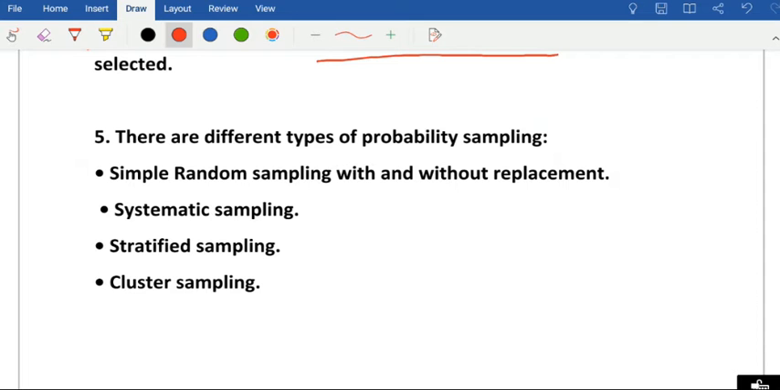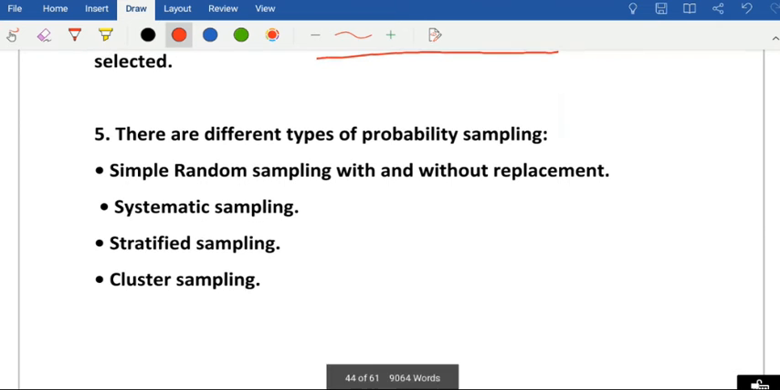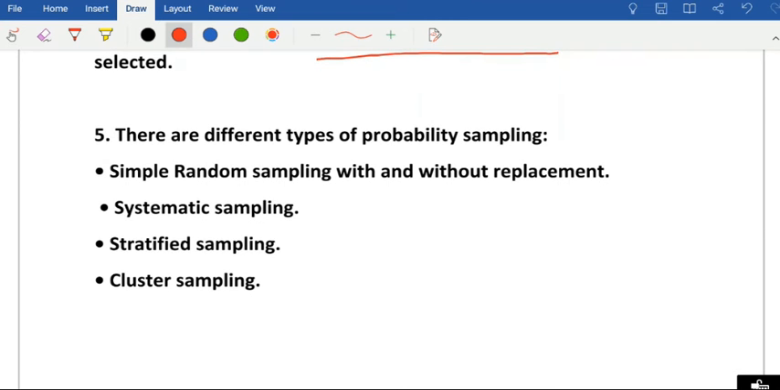Next is, what is probability sampling? Probability sampling is divided basically into four parts: simple random sampling, with or without replacement. That means it's very simple, in which with or without replacement we select something and keep it back, again we select, we keep it back. And second is systematic sampling. We'll see the details of this later on. Then stratified sampling and cluster sampling.